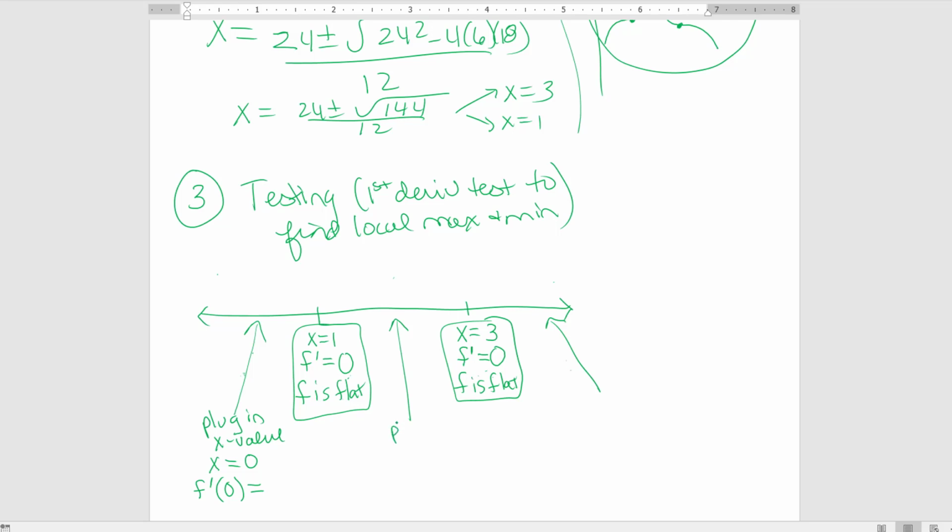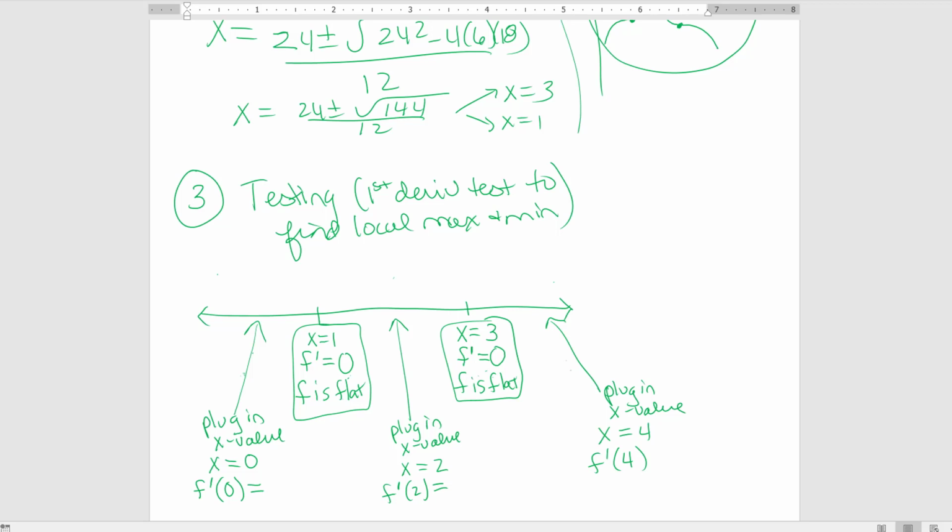And then I'm going to plug in an x value in between x equals 1 and x equals 3, for example, x equals 2. Plug it into the derivative and we're going to see, is the derivative positive or is the derivative negative? And lastly, I'm going to plug in an x value to the right of x equals 3. Again, it doesn't matter what x value, just pick one that's easy to work with, like x equals 4. We're going to find f prime of 4 to see is the derivative positive or negative.